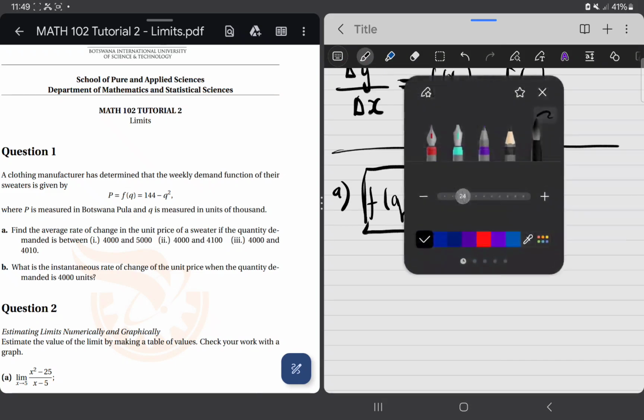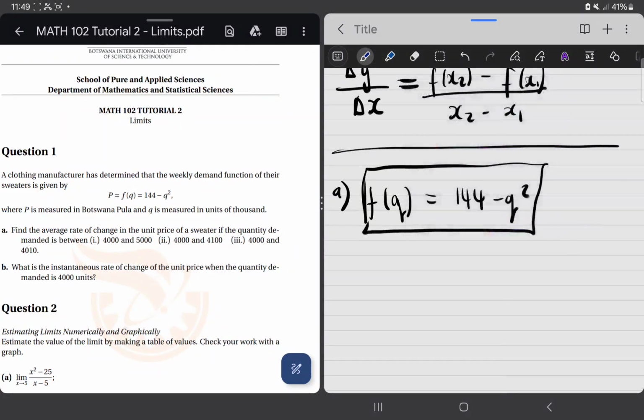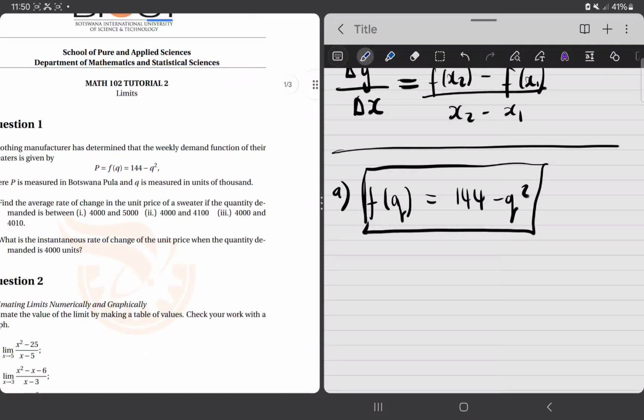So here I have my f of q being this. This is a function of q, it's not a function of x. So I'll be having q1 and q2, and I'll be having f of q1 and f of q2. Here they're saying if the quantity demanded is between 4,000 and 5,000, find the average rate of change in the unit price.